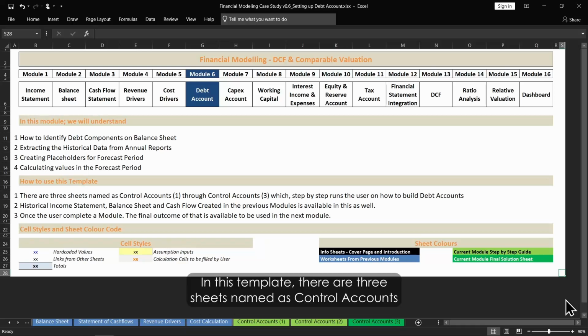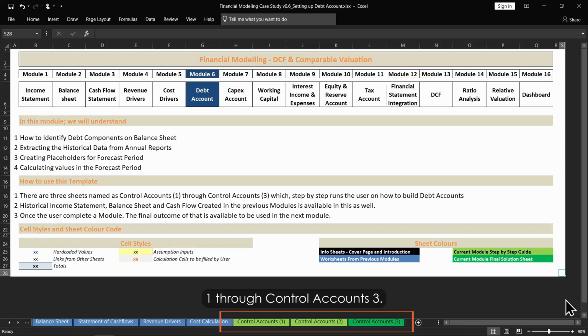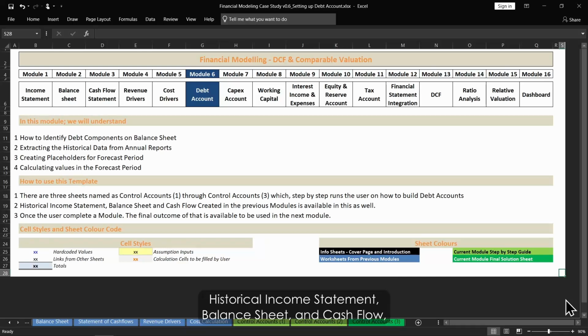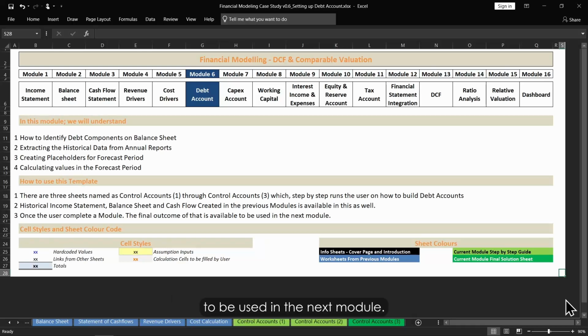In this template, there are 3 sheets named as Control Accounts 1 through Control Accounts 3, which step by step runs the user on how to build debt accounts. Historical income statement, balance sheet, and cash flow created in the previous modules are available in this as well. Once the user completes a module, the final outcome of that is available to be used in the next module. Now, let's start with the first sheet.